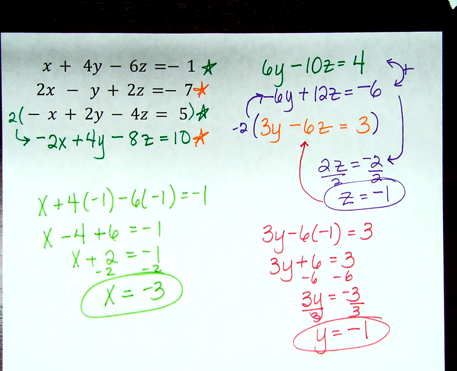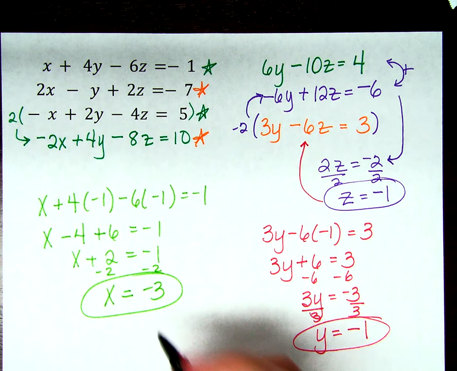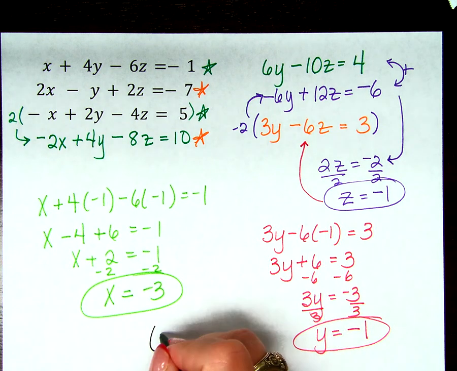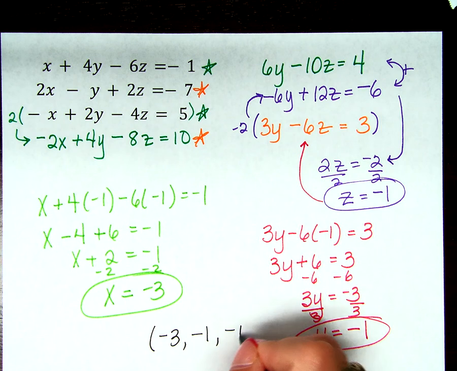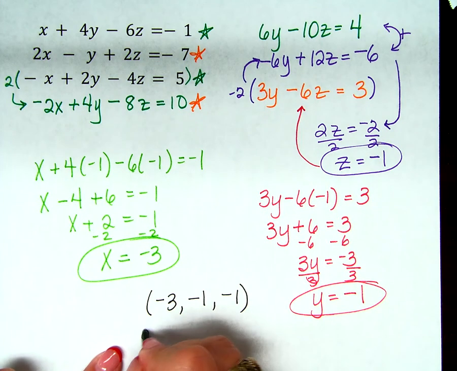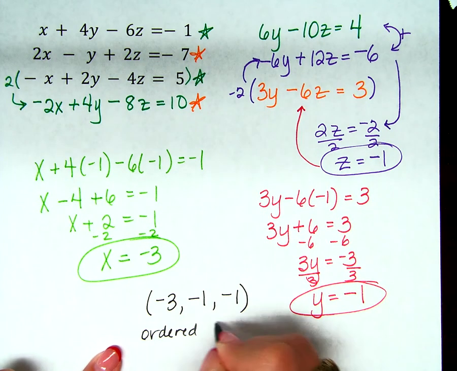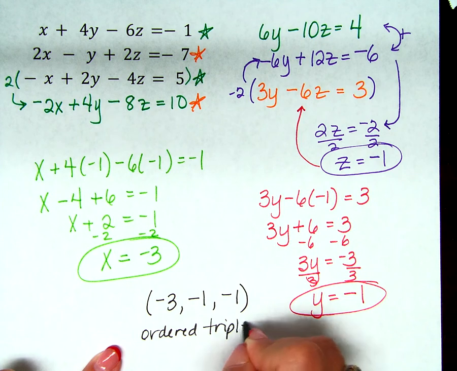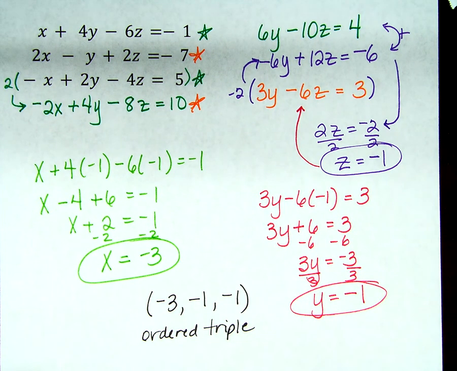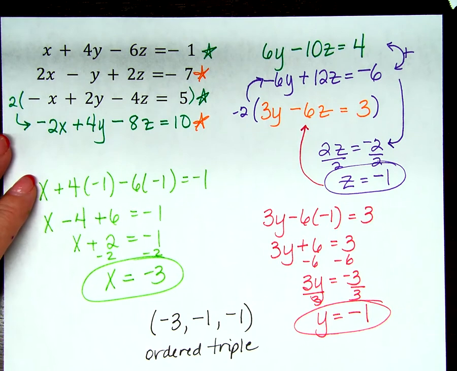What's left to do? First, write the answer, right? What's the answer? Negative 3, negative 1, negative 1. And what's that called again? Ordered triple. That's my solution, right? And then what's the last thing I should do?